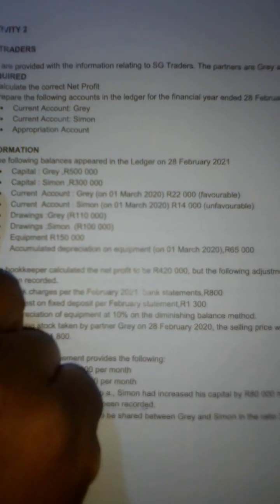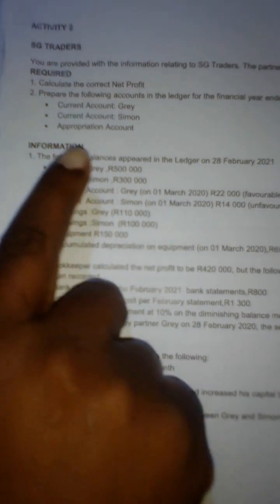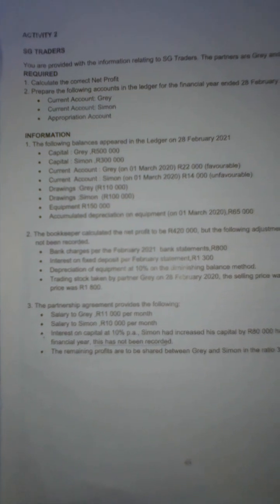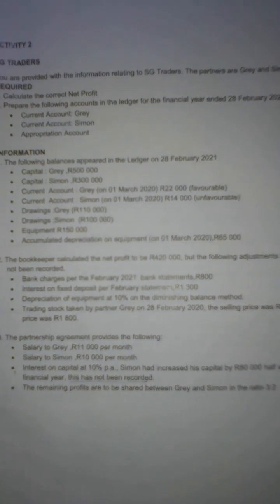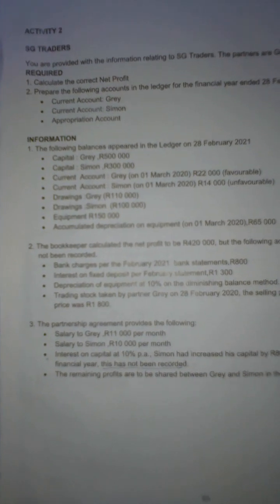We are looking at this question, and the topic you are looking at the present moment is partnerships. The requirements of this question say: calculate the correct net profit, and prepare the following accounts in the ledger for the financial year ended 28 February 2021. The current account for Gray, the current account for Simon, and also the appropriation account.